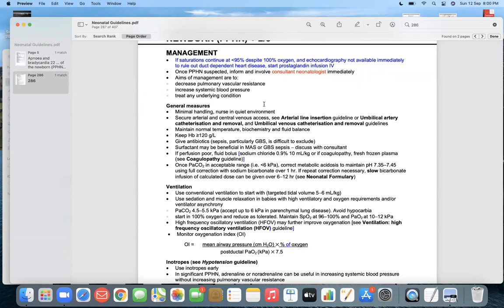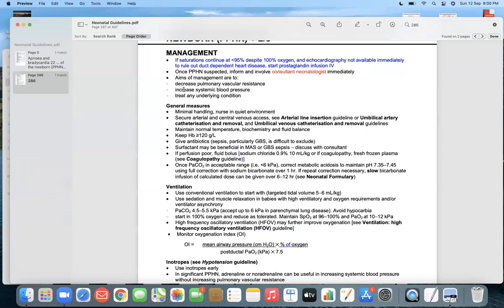Suppose you're in a remote place where you don't have the option of doing an echocardiography to rule out a duct-dependent lesion, and the saturation is less than 95% despite 100% oxygen, you can start prostaglandin IV. Once PPHN is suspected, inform and involve the consultant neonatologist immediately.